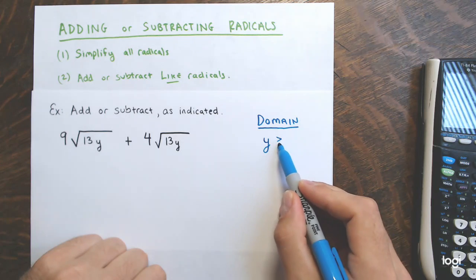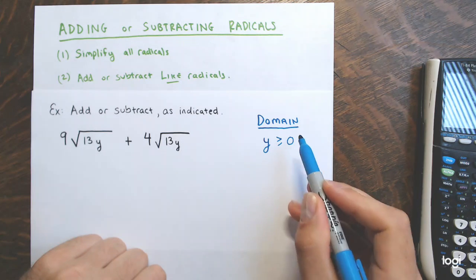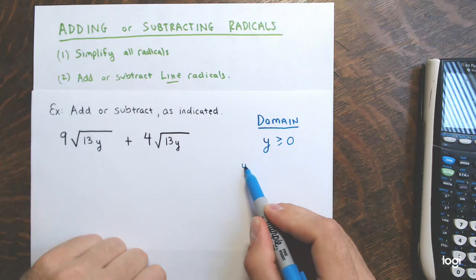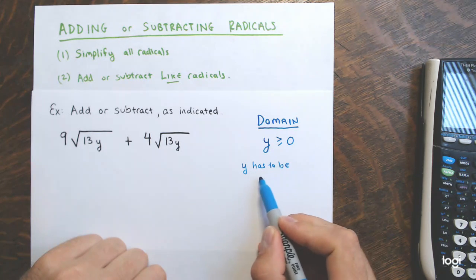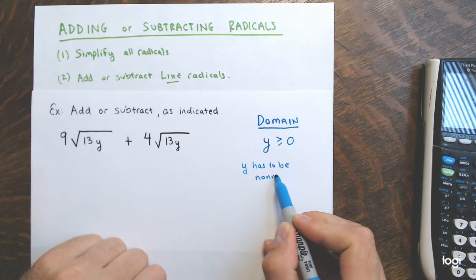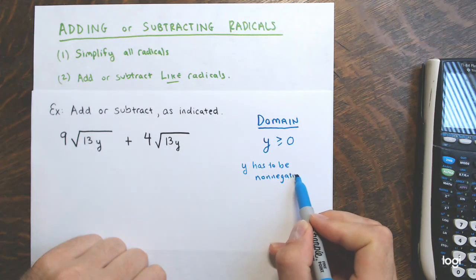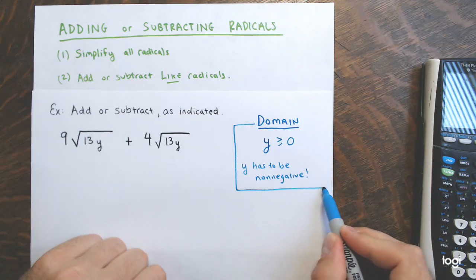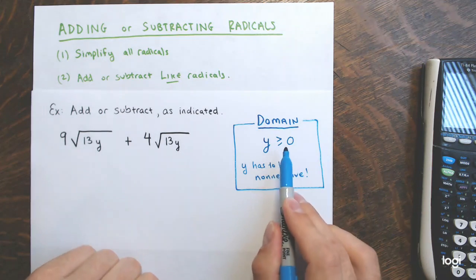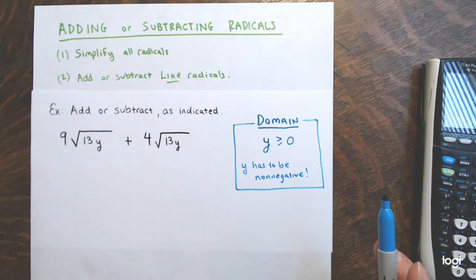The value of y has to be greater than or equal to 0, or we could say that y has to be non-negative, right? Okay, so later when I go to plug in a value for y, I just know that I'm not going to plug in any negative numbers for y. Simple as that.